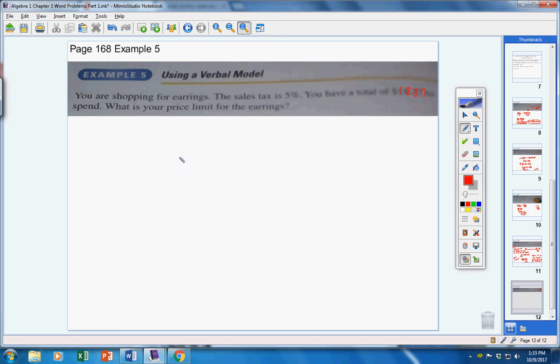Now right away you might say, well, that's obvious. My price limit is $18.37. I mean, that's all I have to spend. That's not what they mean. They're talking about when you walk up to the shelf, if you see a pair of earrings for $18, should you get them, or would the tax take you over $18.37? That's what they're asking you, okay? What price, what sticker price or tag price can you afford? Alright, so here we go.